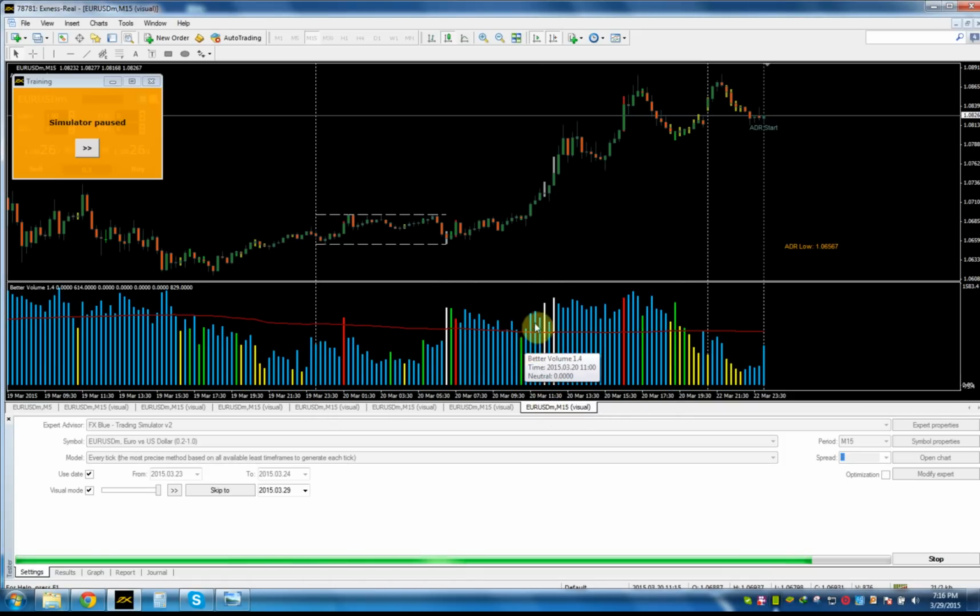Good. So as you can see, this is the beta volume 1.4 indicator that is freely available, like I said, from the eMiniWatch website. Feel free to download your copy. The basic thing is that you have to understand what red means, white means, green means.